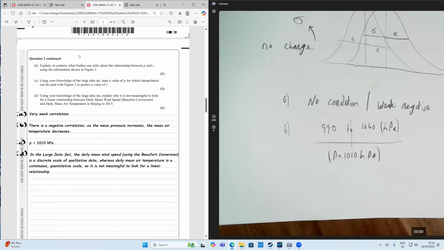So we've got written here, in the large data set, the daily mean wind speed using the Beaufort conversion is a discrete scale of qualitative data. In other words, it's discrete because either you've got light winds or you've got strong winds. It's just certain values, yeah? Whereas the daily mean air temperature is continuous. It can be anything, and it is quantitative. So it is not meaningful to look for a linear relationship between those two things because one is discrete and qualitative, the other is continuous and quantitative. So we can't really be comparing them.